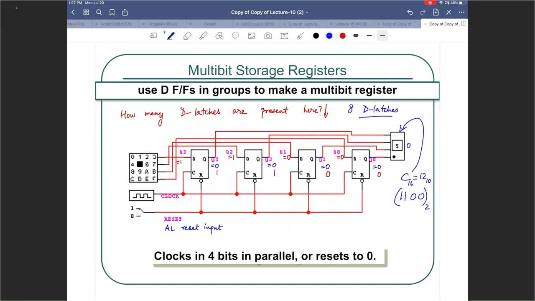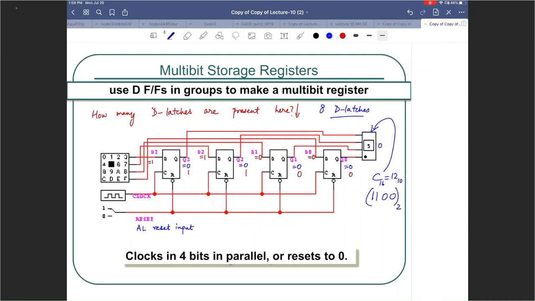So in fact, you can take a look at a D latch and then try to dig into the D latch, and you will see that a D latch will require what? 1, 2, 3, 4. 4 2-input NAND gates along with 1 NOT gate. So you can keep going down to that level. All right.